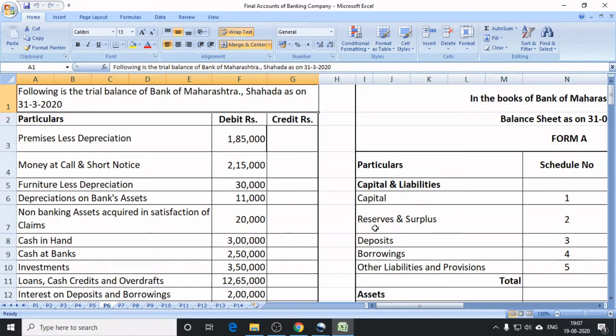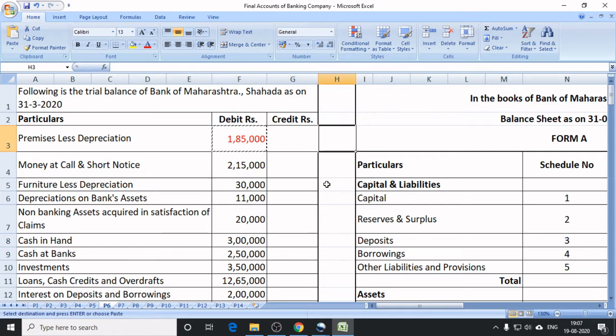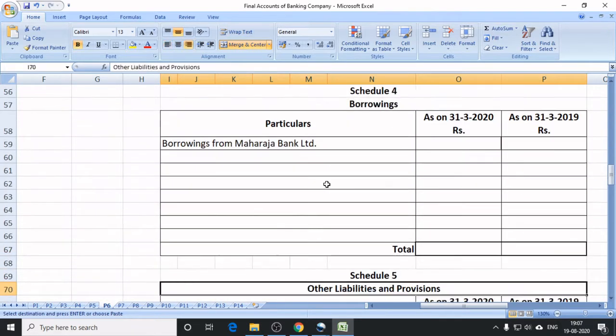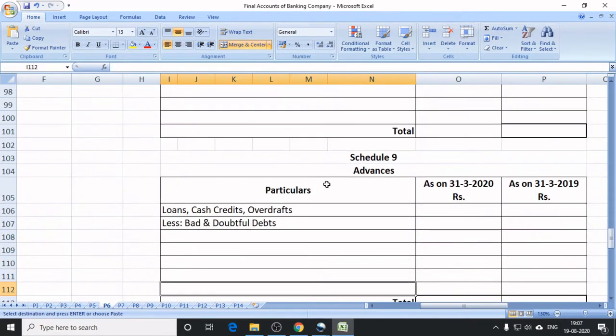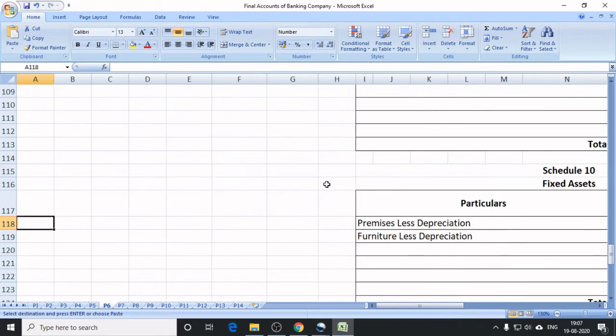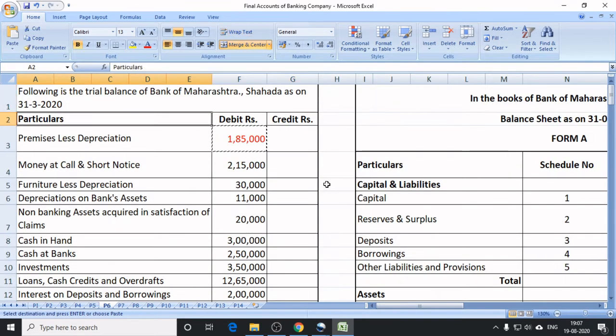Now, see the first particular in the problem is premises less depreciation. It means depreciation is already charged, and the value is 1,85,000. It has a debit balance, and we have schedule number 10, that is fixed assets. So under schedule number 10, fixed assets, we will show it here: premises less depreciation, the value is 1,85,000.